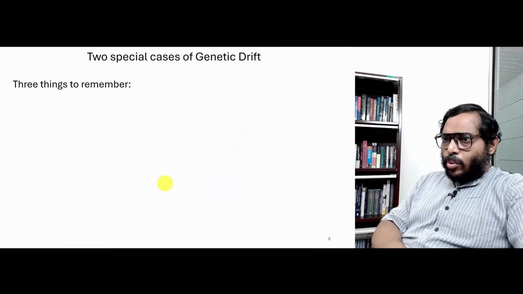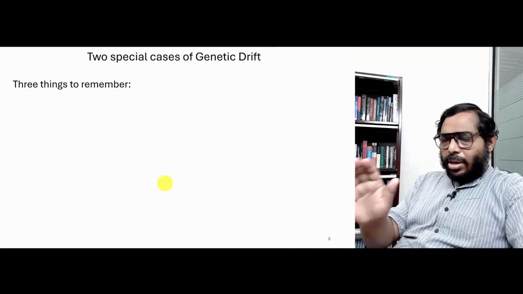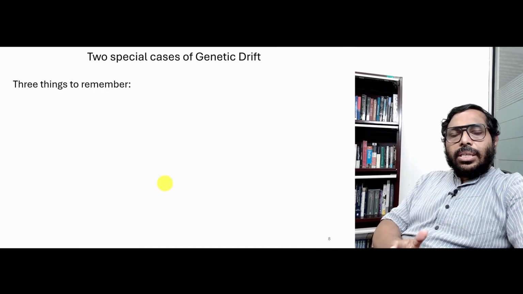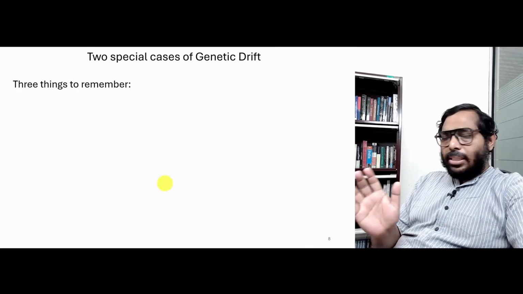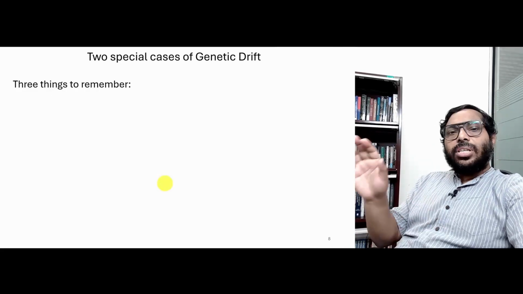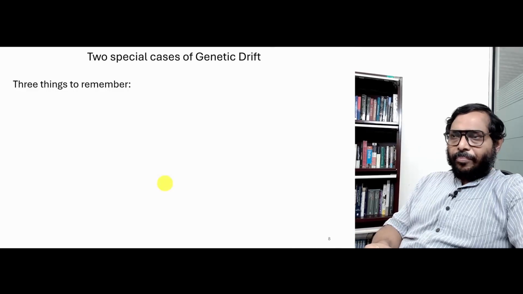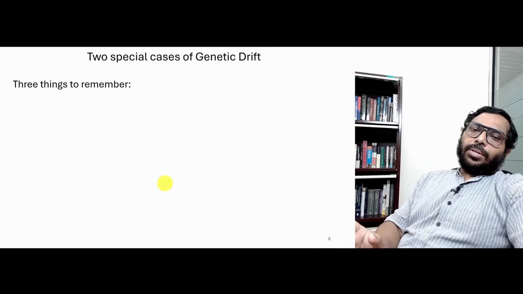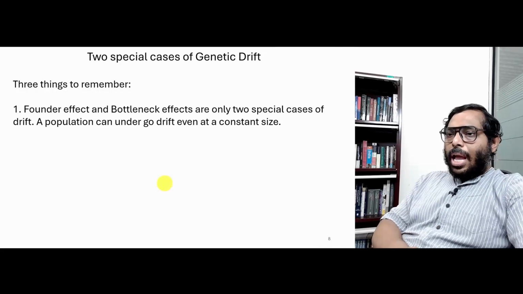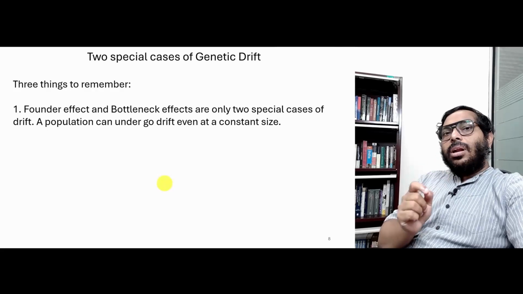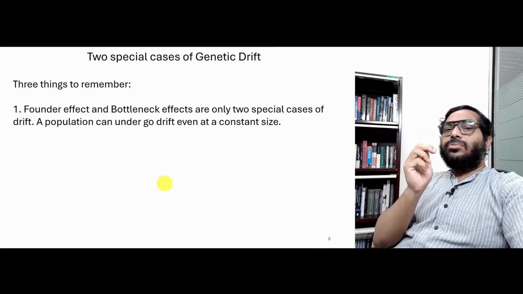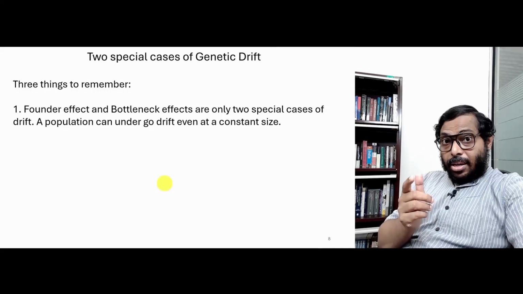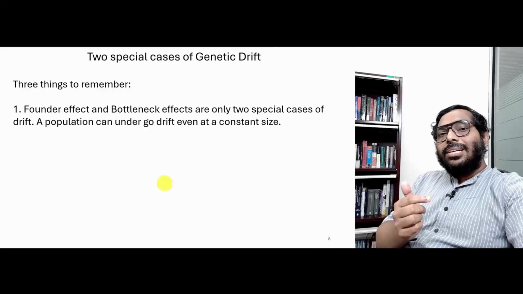Now, there are a few points that I need to make in the context of founder effect and bottleneck effect. I have been sitting in interviews at IISER Pune for the last 17-18 years, and one of the common questions that we ask people is, what is genetic drift? And many students end up saying, oh, genetic drift means founder effect and bottleneck effect. That is not really true. As I am showing you, founder effect and bottleneck effect are two special cases of genetic drift, sampling errors happening in two particular ways. But these are not the only two ways in which genetic drift can happen.